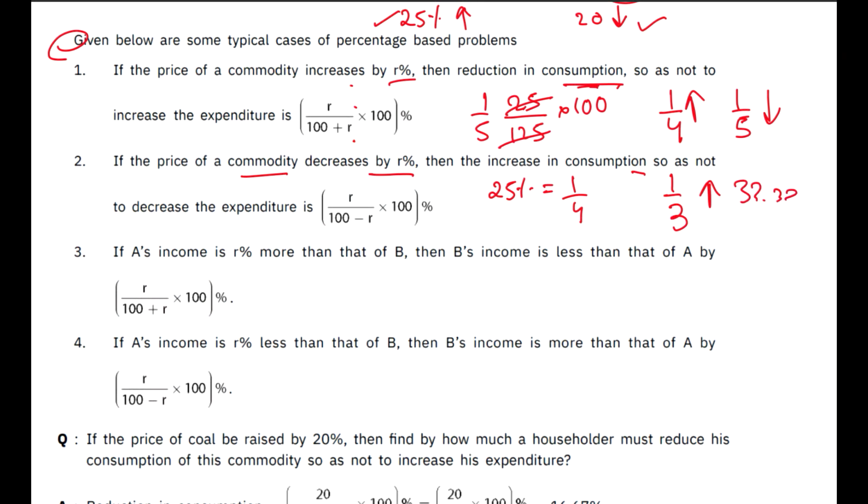Okay, so you go by that value only, 33.33. This is how you will carry forward your calculations. It is a much faster technique and is definitely going to help you tremendously in the DI part. Okay, now let's get started with the other formulas.